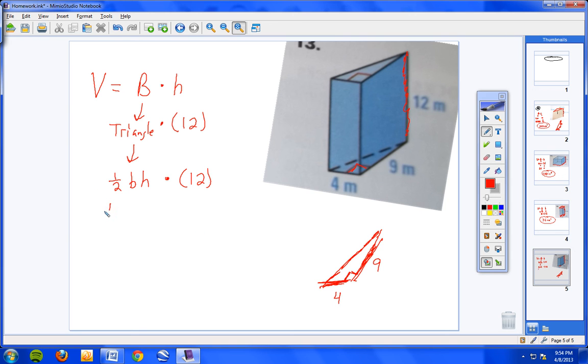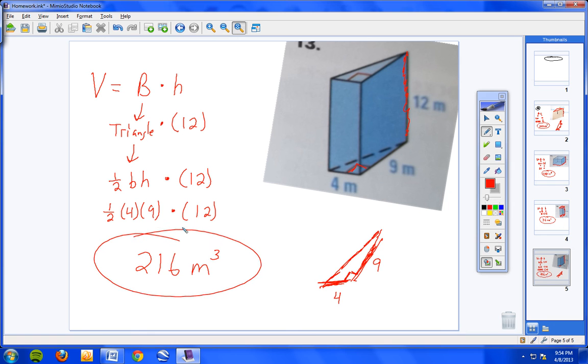So how do you find the area of this triangle? 1/2 times 4 times 9. And then, of course, bring down your other number over here, which we substituted in a long time ago. Now, we would have, let's see, 36, 18 times 12. I'm just kind of talking out loud here for a second. I'm getting 216. So when you multiply all of this together, 216 meters cubed. That's a very simple assignment, and I hope you've done well on this, and this should help you with your homework.